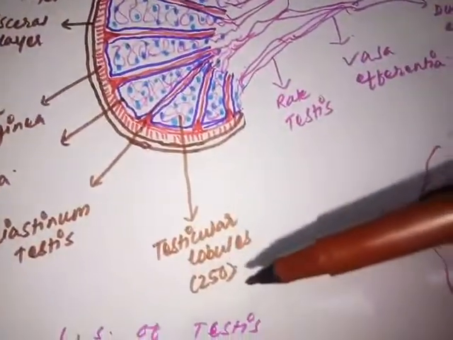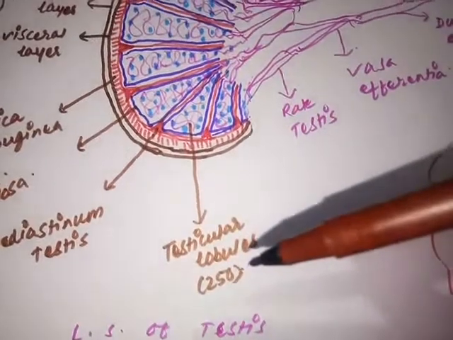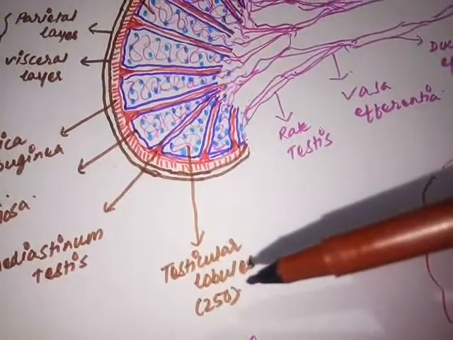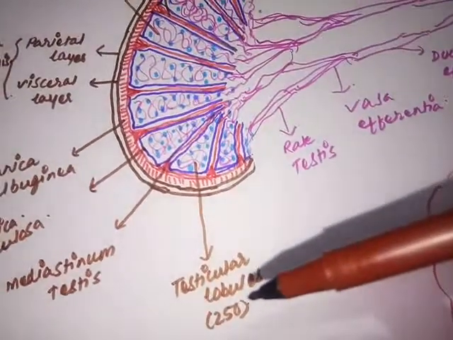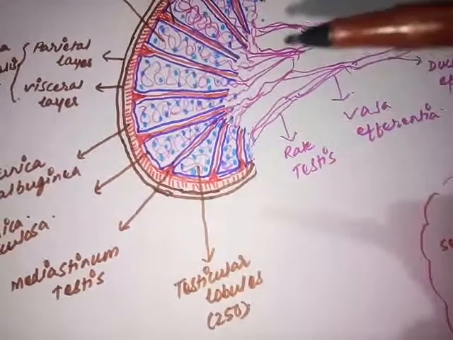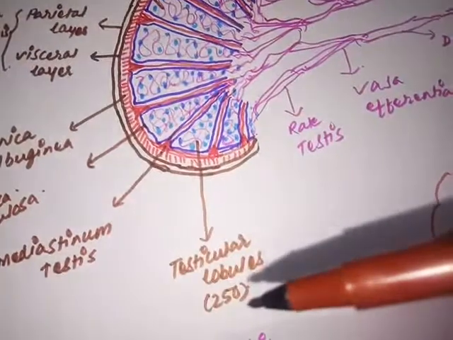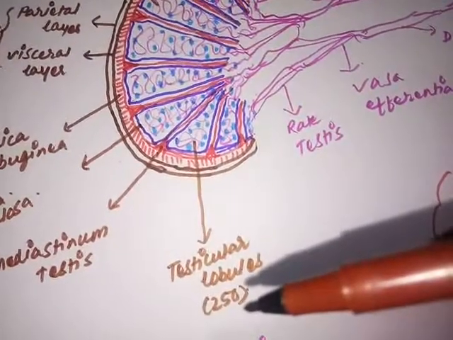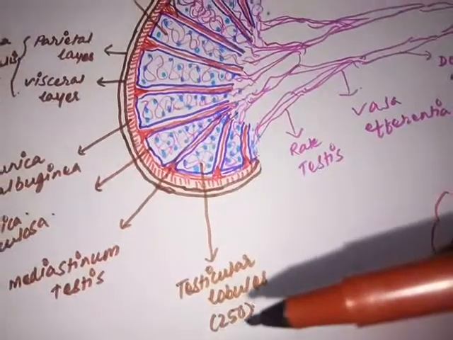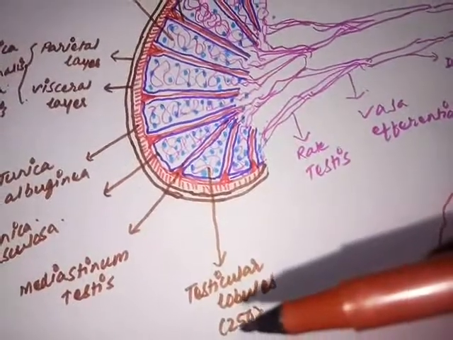These chambers are called lobules, and the lobules are present inside the testis. That is why they are called testicular lobules. So is it clear? Testicular lobules are formed due to the partition of the testis. How many testicular lobules are present in a single testis? Around 250 testicular lobules are present in a single testis. So is it clear to you now?